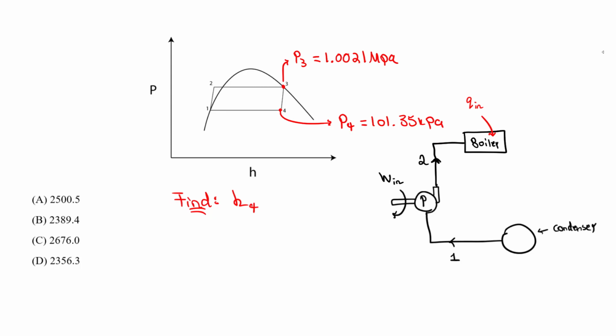Then the boiler serves the job of boiling the liquid into steam. From the boiler, we exit, come down, and go to a turbine. We'll call this 3, and we enter the turbine at 3. At the boiler, we're at a constant pressure but increasing in enthalpy and temperature because we're adding heat, and we come into the turbine at this point.